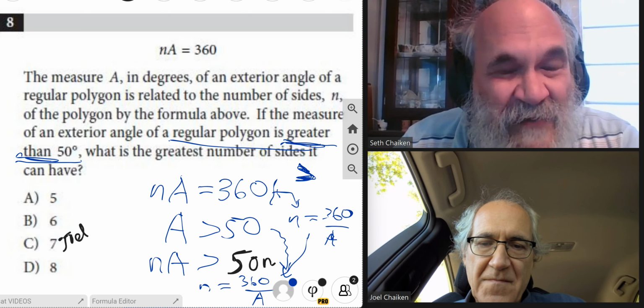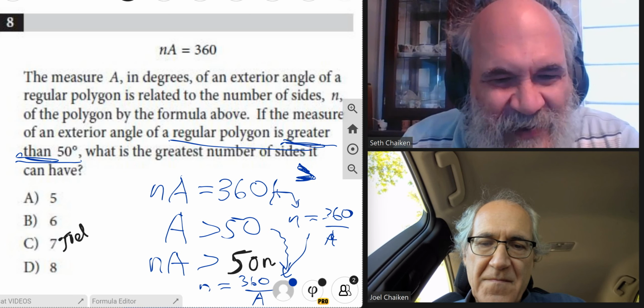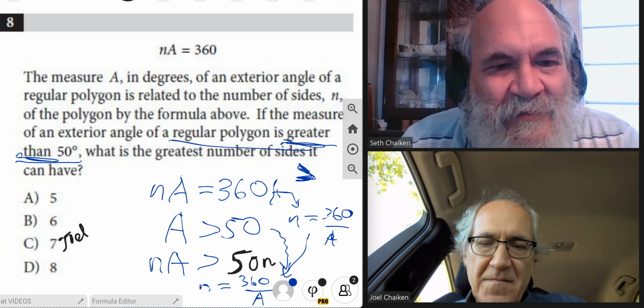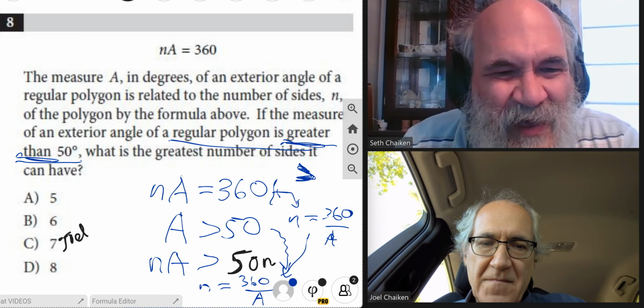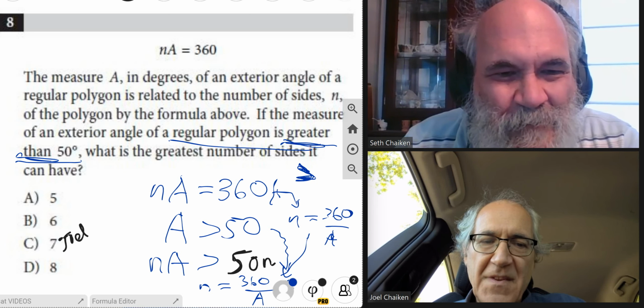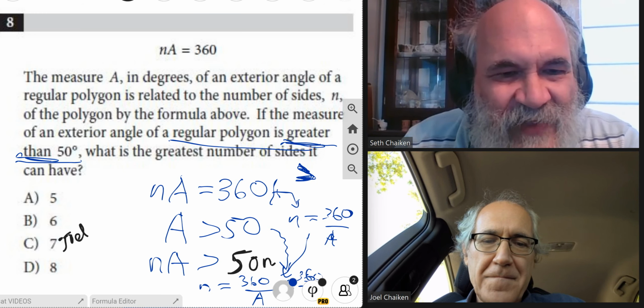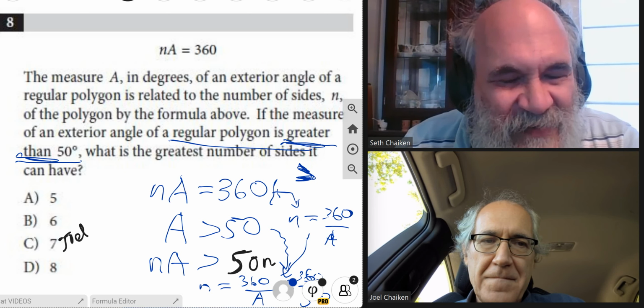If A is greater than 50, the number you get by dividing by A is less than the number you get by dividing by 50. Sort of like what I said. So whatever N is, it must be less than 360 divided by 50.